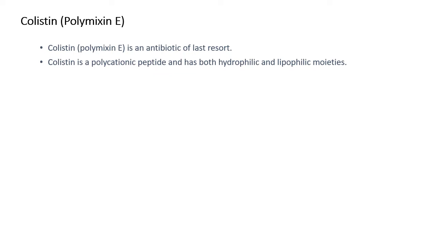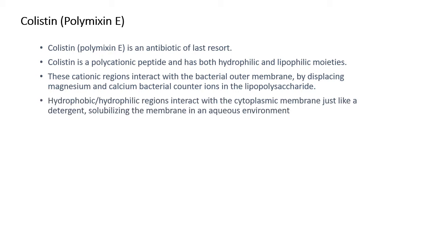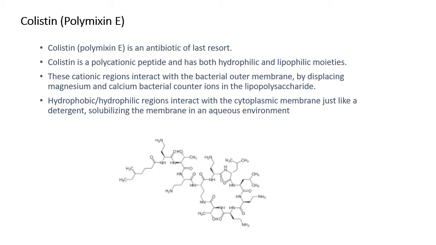It's a polycationic peptide that has both hydrophilic and lipophilic moieties, which means it will interact directly with the lipid membrane, lipid bilayer. The cationic regions interact with the outer membrane, binding directly to the outer edge of a membrane leaflet, whereas the lipophilic components will interact directly with the internal membrane structure, and rather like a kind of fairy liquid, they will solubilize the membrane and form channels. So here's a rather poor quality image of colistin or polymyxin E.